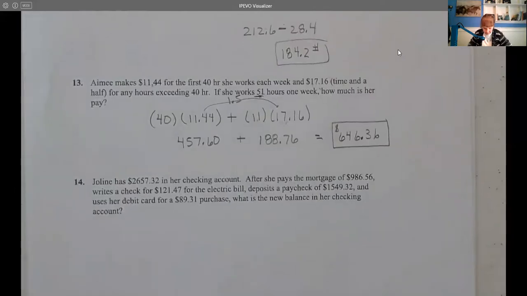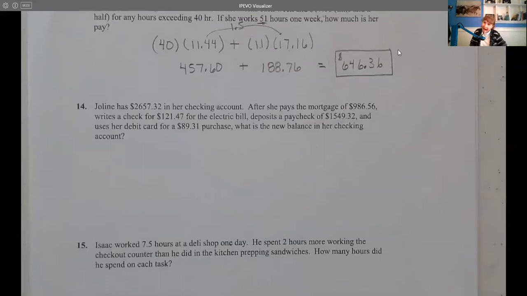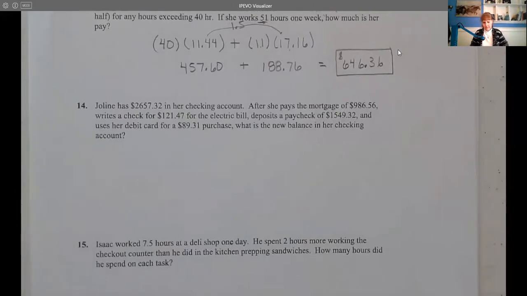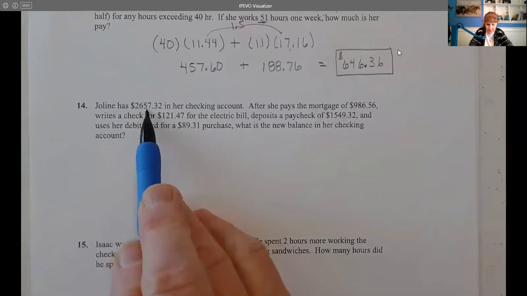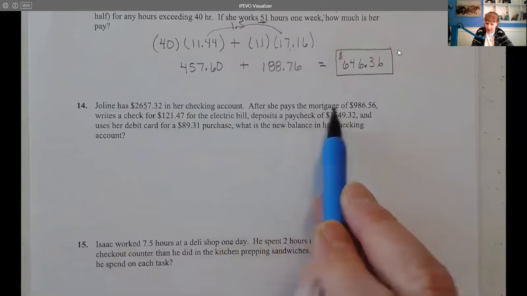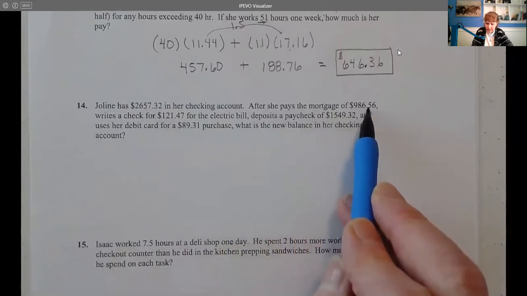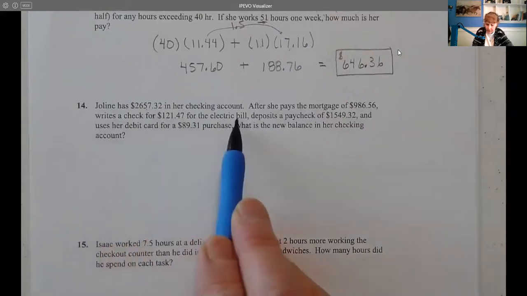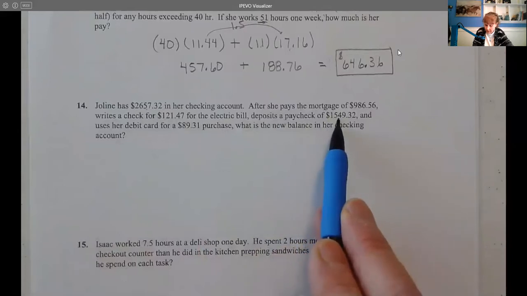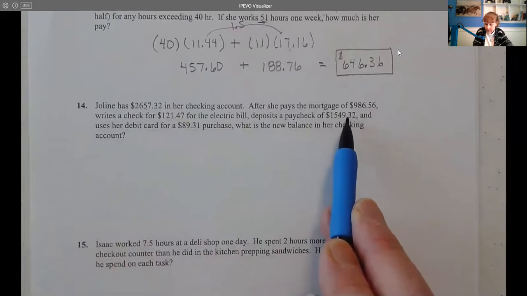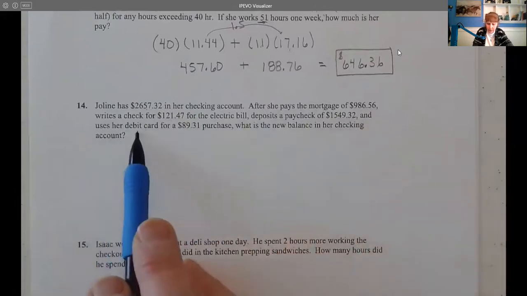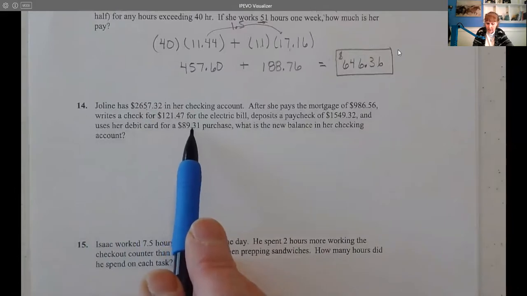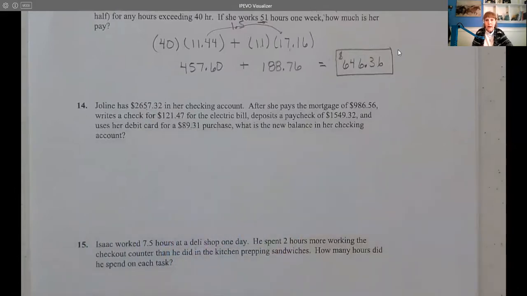Let's look at 14. I'm not sure if this is Jolene or Jolene. It doesn't matter. But anyway, she has this much money in her checking account. After she pays the mortgage of $986.56, writes a check for $121.47 for the electric bill, deposits a paycheck of $1,549.32, and uses her debit card for $89.31 purchase. What's her new balance?